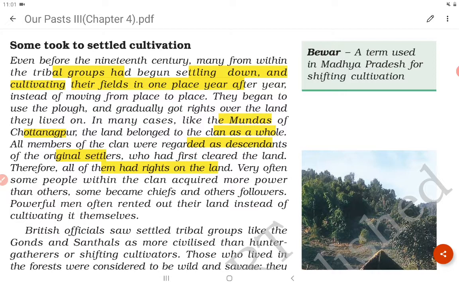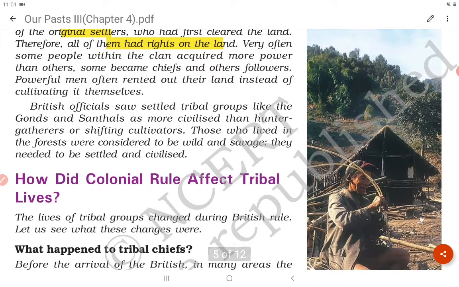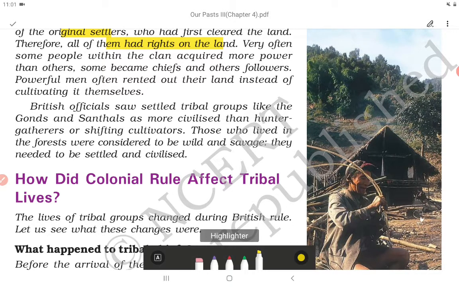Very often, some people within the clan acquired more power than others. Some became chiefs and others followers. Powerful men often rented out their land instead of cultivating it themselves. British officials saw settled tribal groups like the Gonds and Santals as more civilized than hunter-gatherers or shifting cultivators. Those who lived in the forest were considered to be wild and savage. They needed to be settled and civilized.